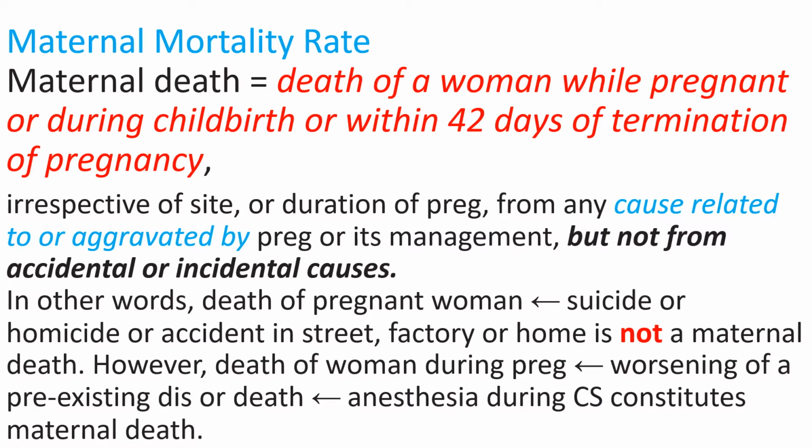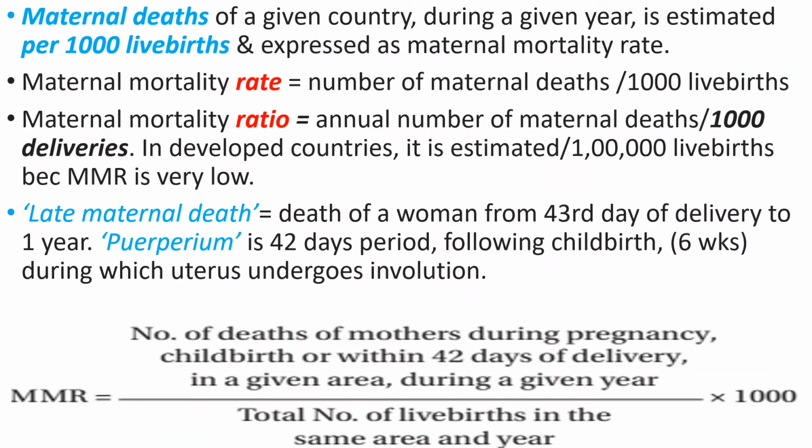To explain this, death of a pregnant woman due to suicide or homicide or accident in street, factory or home is not a maternal death. However, death of a woman during pregnancy due to worsening of a pre-existing disease or death due to anesthesia during cesarean section constitutes maternal death. Maternal deaths of a given country during a given year is estimated per 1,000 live births and expressed as maternal mortality rate. Maternal mortality rate equals number of maternal deaths per 1,000 live births.